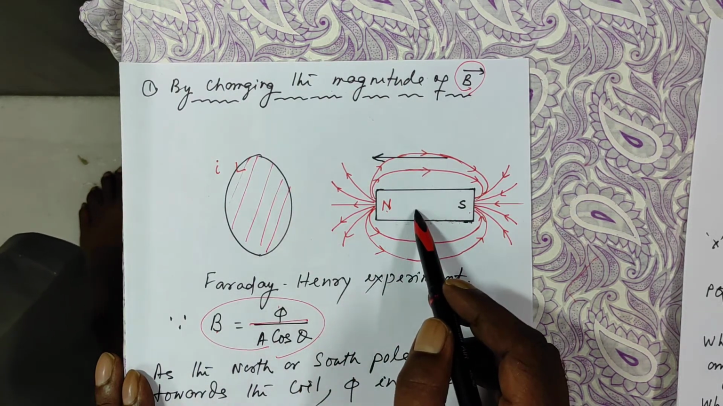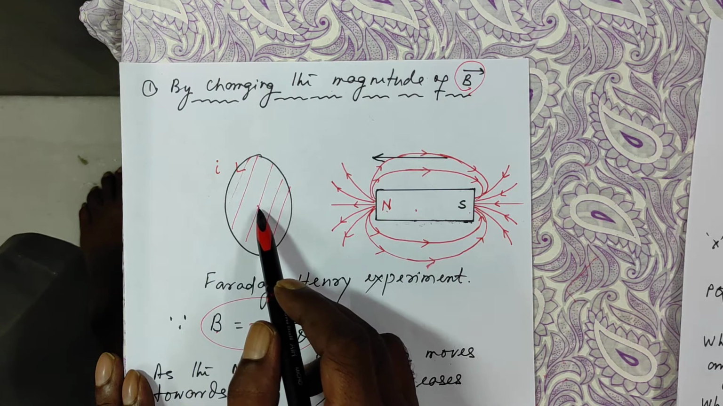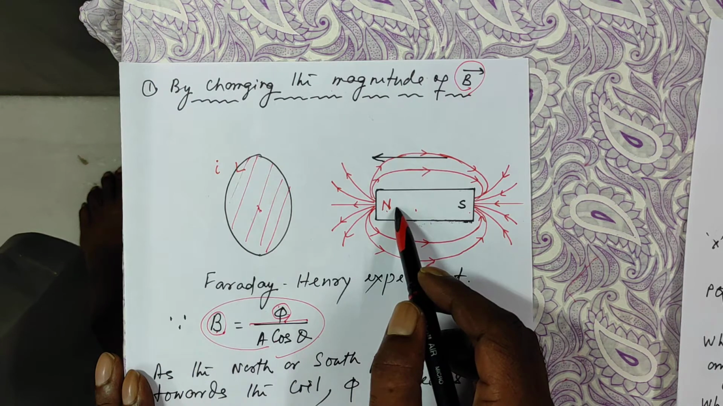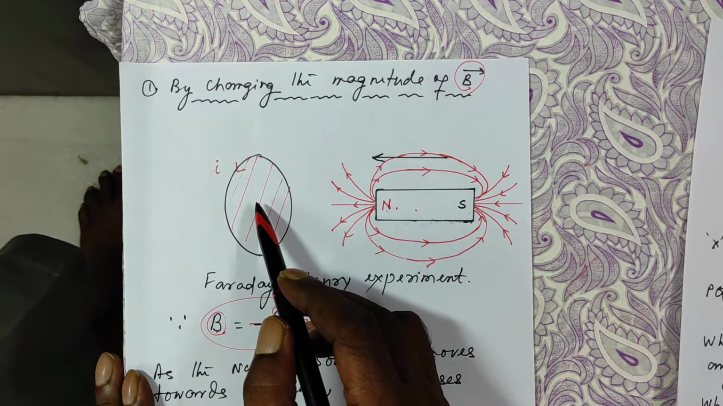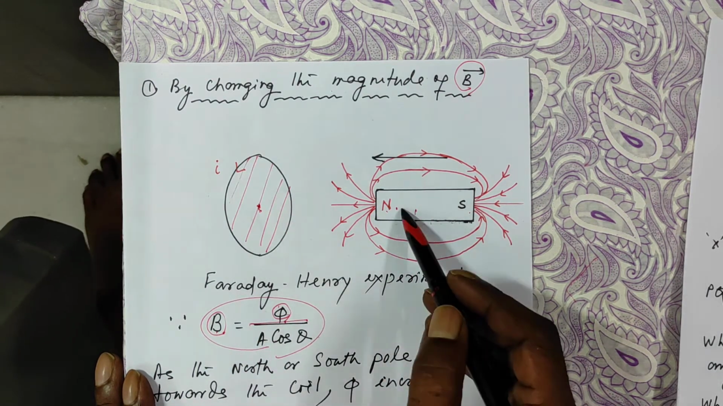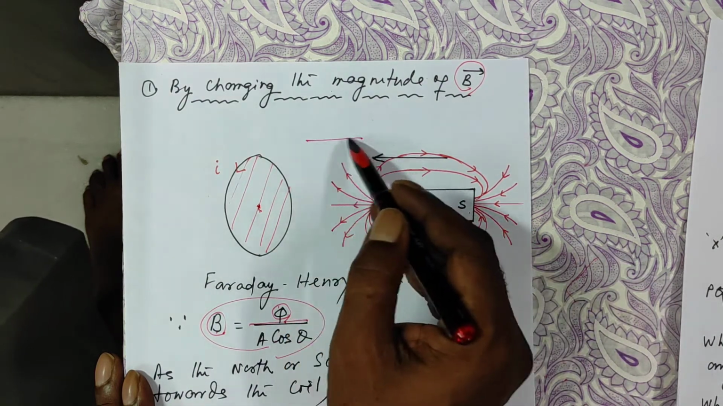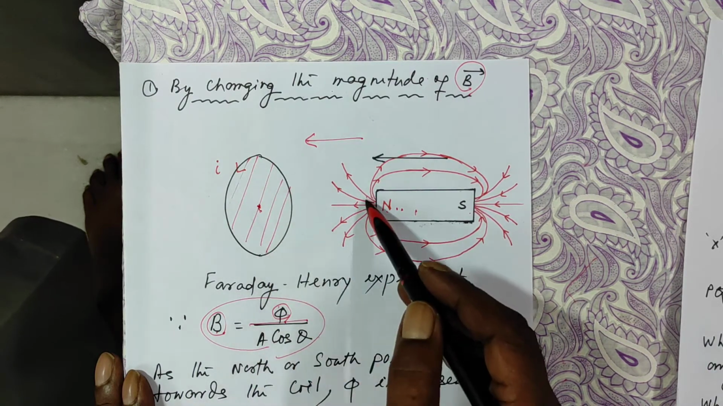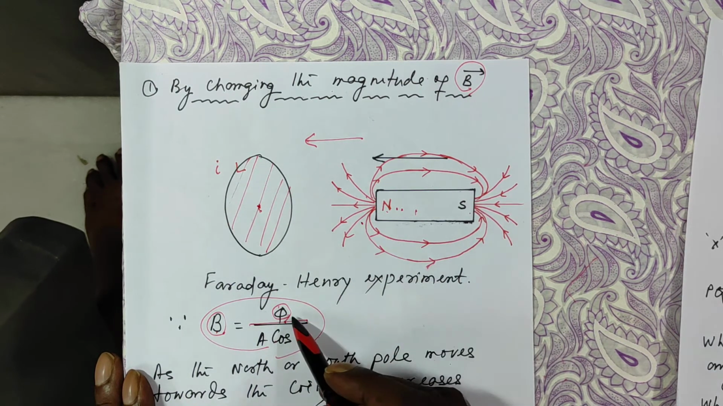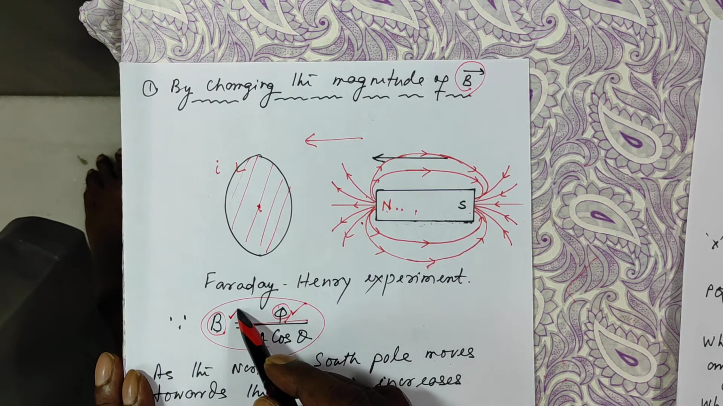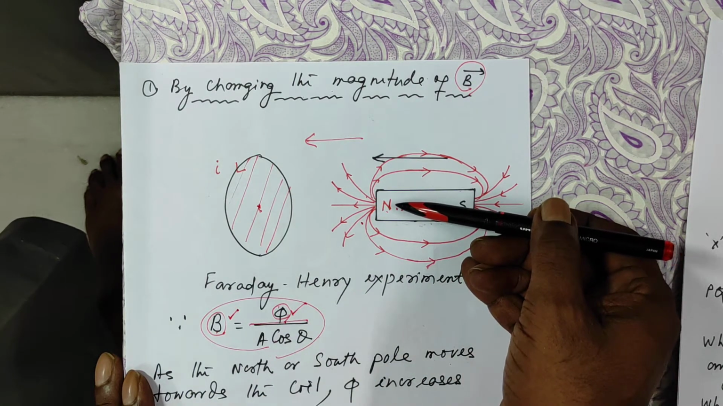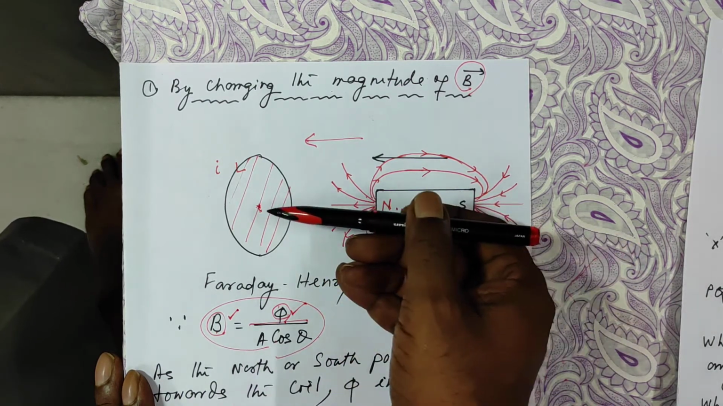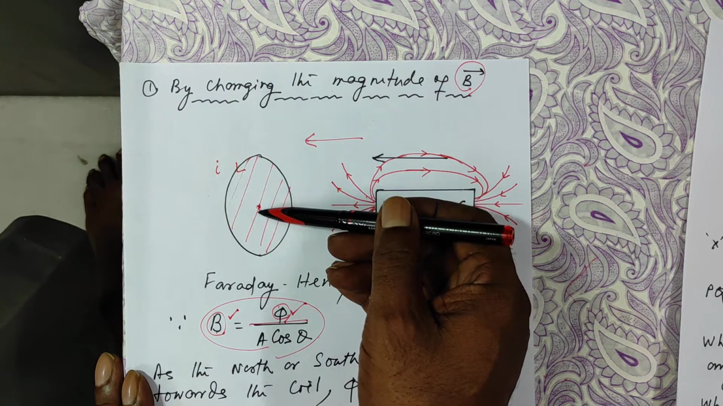When the magnet is here, the number of lines of force passing through this is less, meaning phi is less. So B, the magnetic field due to this magnet, is less in this position. If this magnet moves to this side, then through this area more lines of force will pass. That is, flux increases, therefore B increases. So by moving this magnet towards the coil, the magnetic field here increases. If you move this magnet towards this side, the magnetic field here decreases.